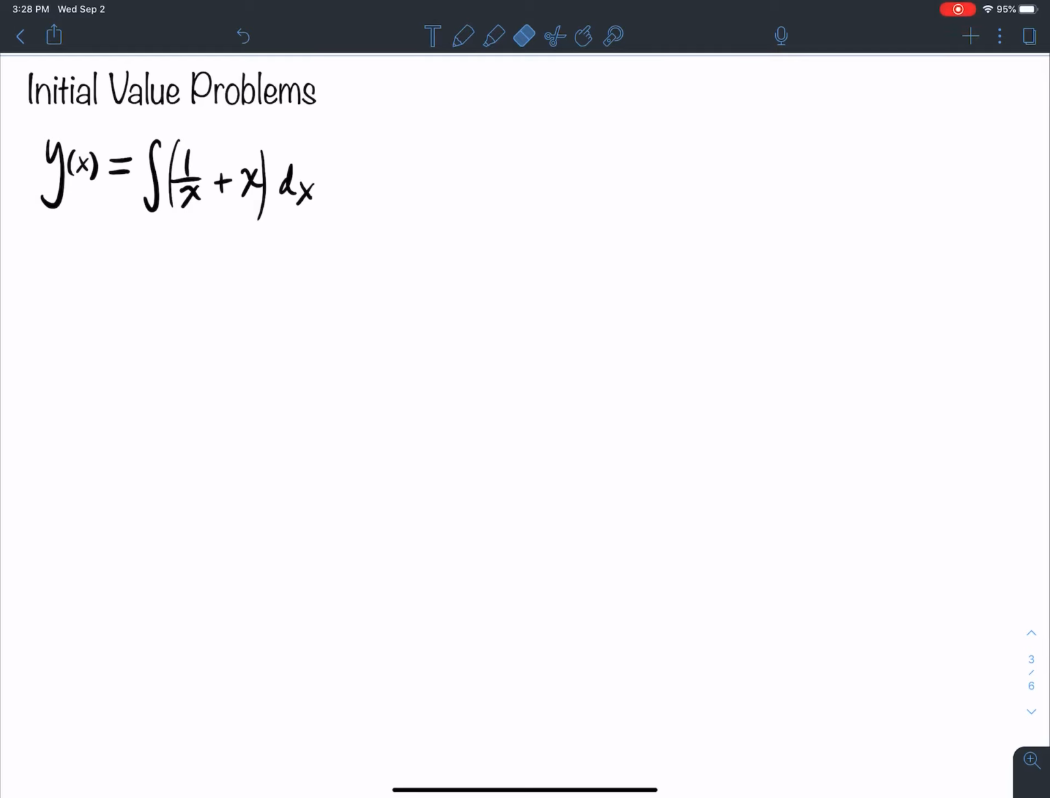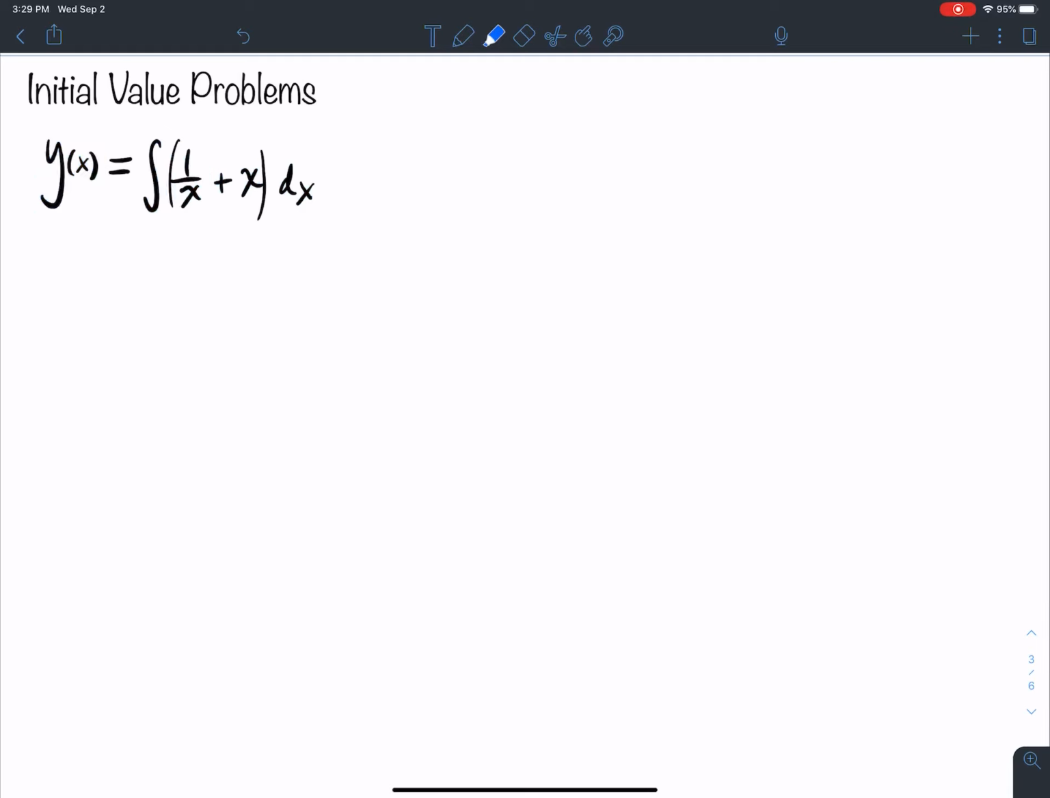So here we've got a special type of problem called initial value problems, IVP, okay? So initial value problems. Let's first integrate this function here. So y of x is defined to be the integral of 1 over x plus x dx.